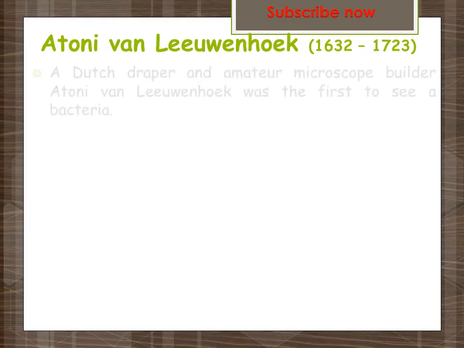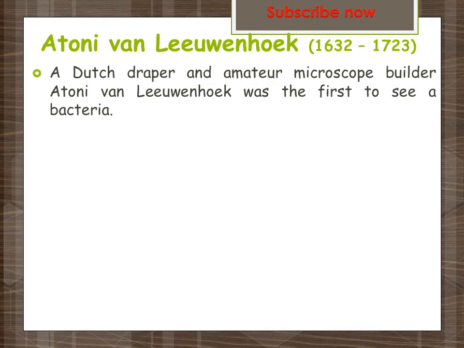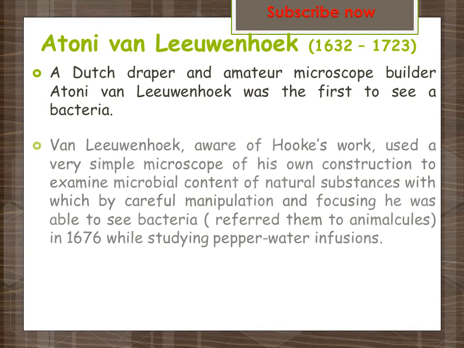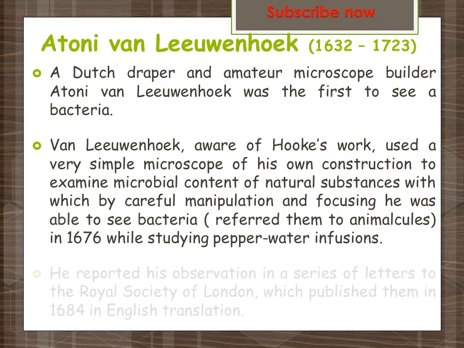Antoni van Leeuwenhoek. A Dutch draper and amateur microscope builder, Antoni van Leeuwenhoek was the first to see bacteria. Van Leeuwenhoek, aware of Hooke's work, used a simple microscope of his own construction to examine the microbial content of natural substances, with which, by careful manipulation and focusing, he was able to see bacteria, which he referred to as animalcules, in 1676 while studying pepper water in infusion.